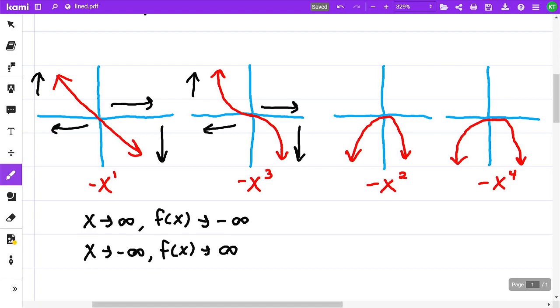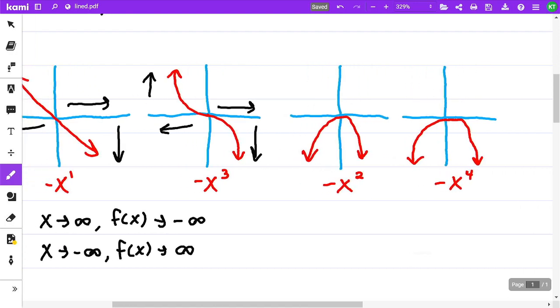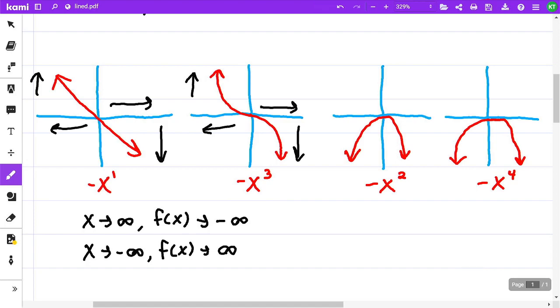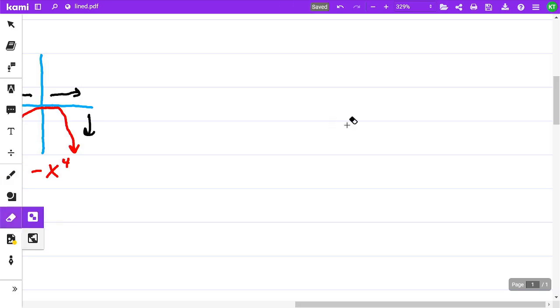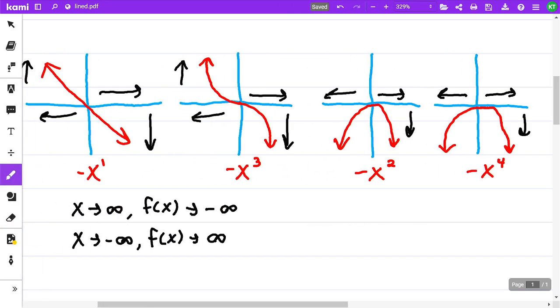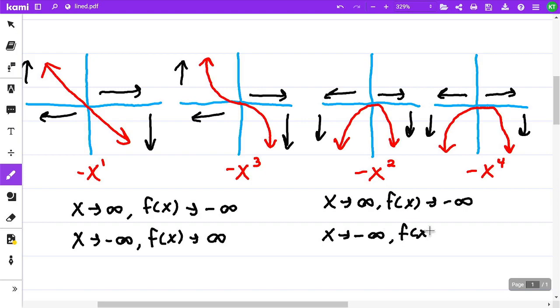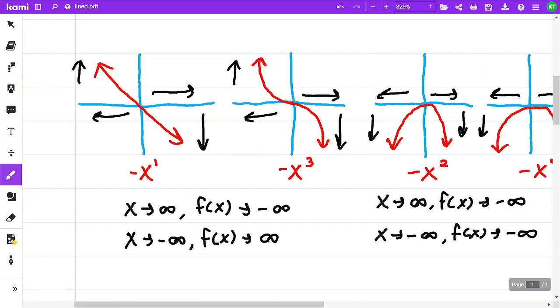And then again, similarly, with our negative coefficient with our even degree polynomials, as x goes to the right or as x approaches infinity, f of x will approach negative infinity for both x approaching infinity and negative infinity. So again, both of our arrows are going to be pointing the same way. We're going to have two of the same. So as x approaches infinity, f of x approaches negative infinity. And then as x approaches negative infinity, f of x also approaches negative infinity.